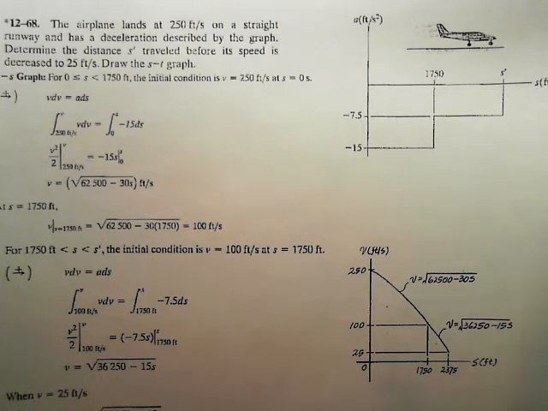Okay, we're looking at problem 12-68. It's an example. Reading the problem, it says the airplane lands at 200 feet per second on a straight runway, and it has a deceleration that's described by the graph right here. And if we look at it, that's an A versus S type graph. We want to determine the distance S prime traveled before its speed has decreased to 25 feet per second.